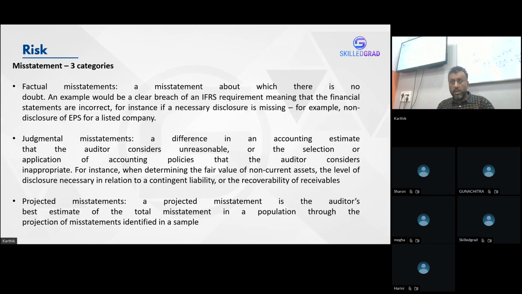Clear? Then projected misstatement. What is projected misstatement? Projected misstatement is the auditor's best estimate of the total misstatement. He has taken a sample. Obviously, auditors work on samples only. They cannot test every transaction, so they work on a sample basis.